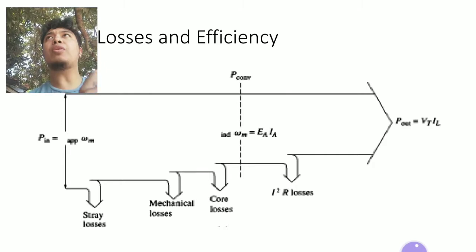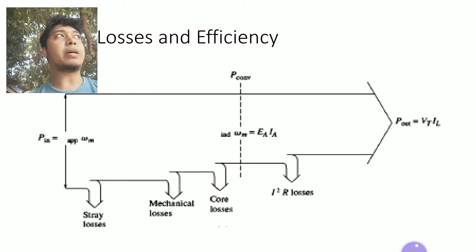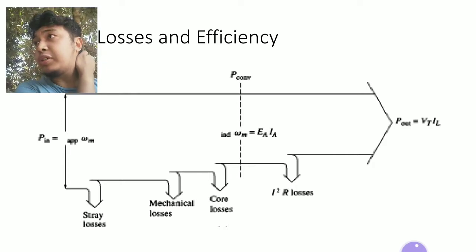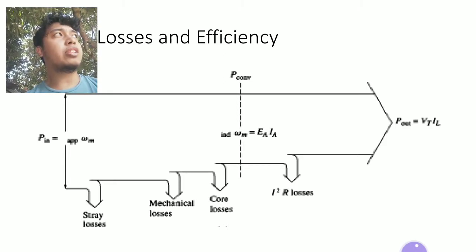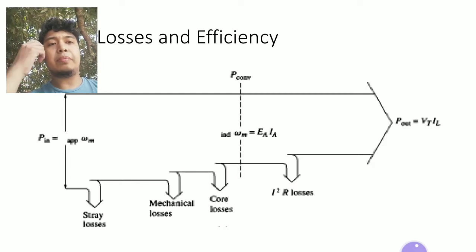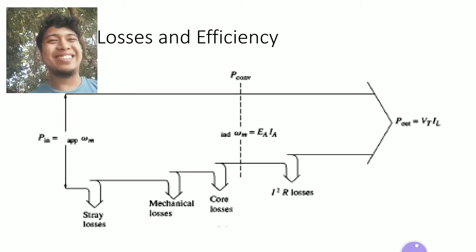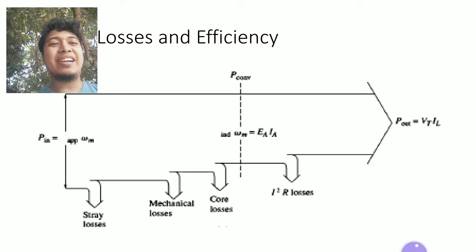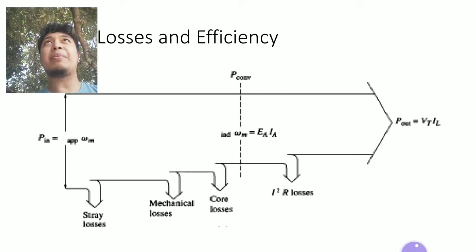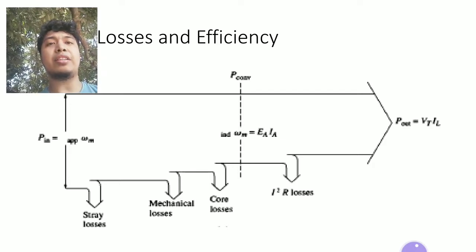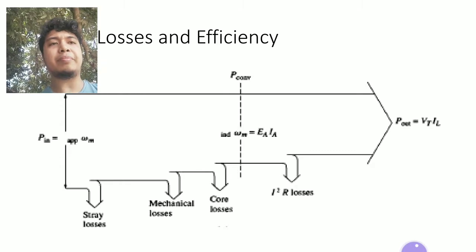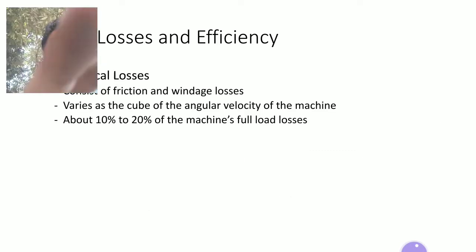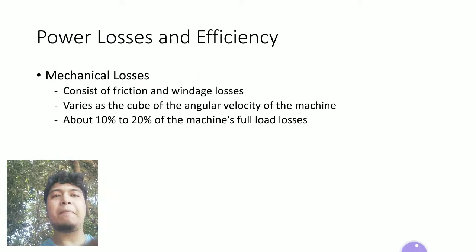The electrical energy na makukuha mo from the P-convert ay babawasan mo pa ng I squared R losses, your copper losses. Basically those are the losses in the armature. Saan pa ba? You have the field. Yes. Okay. In some cases, but we'll go to that later. Okay.